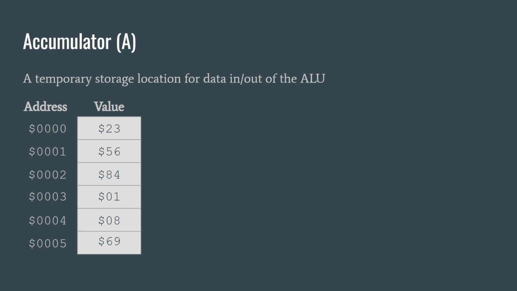The accumulator is often designated by the name A, and all it is is a temporary storage location for data in and out of the ALU. So it's a storage place that the ALU can put data that it wants to operate on, and that can live temporarily or for a long time.